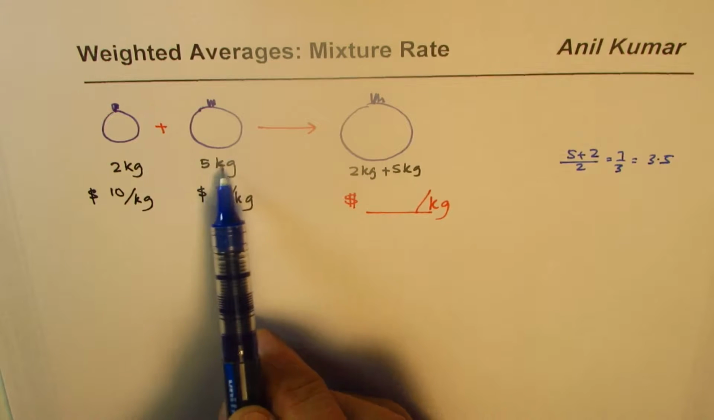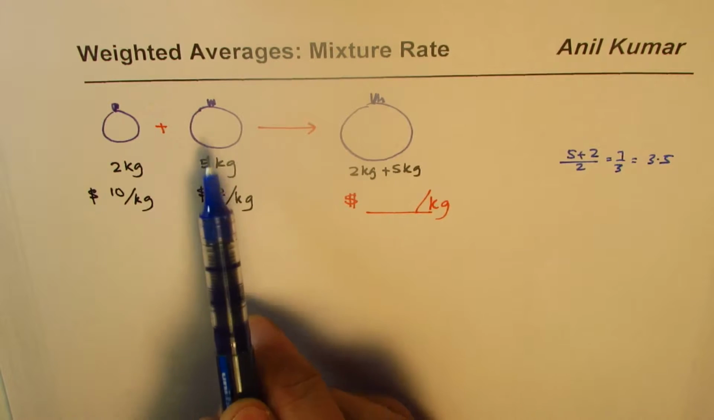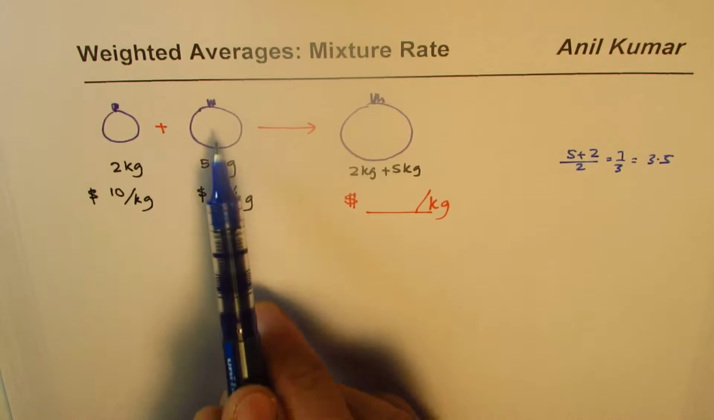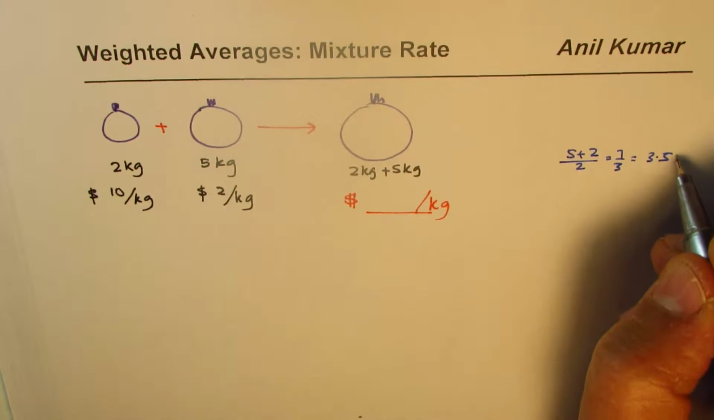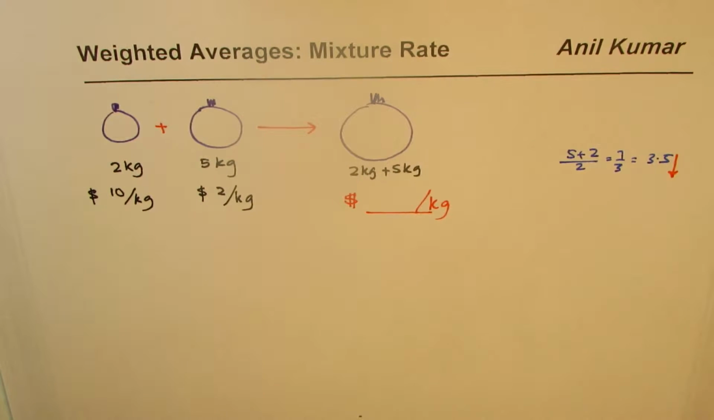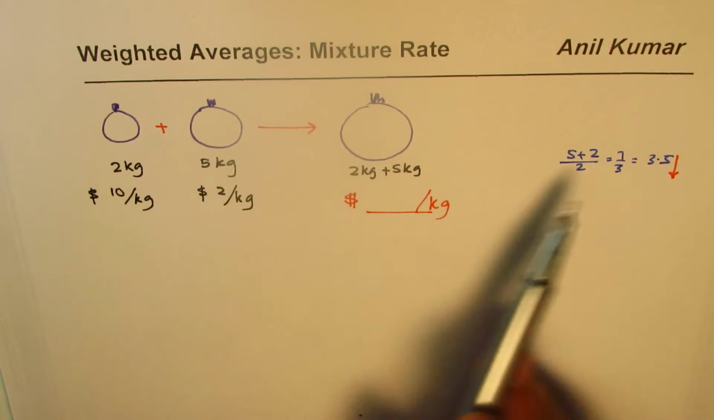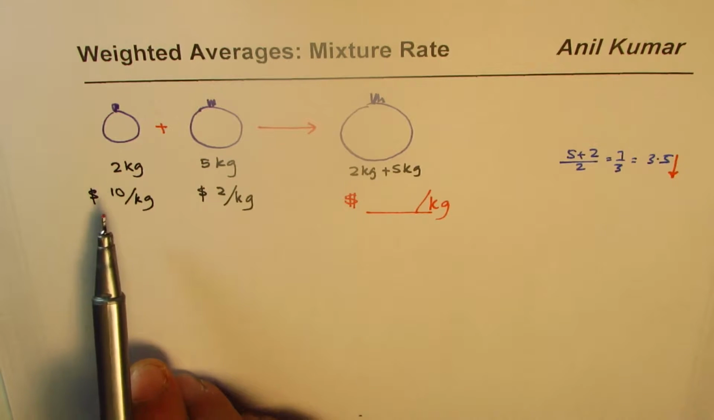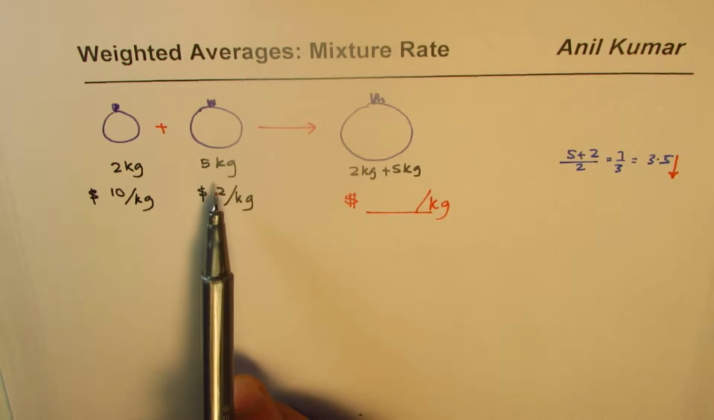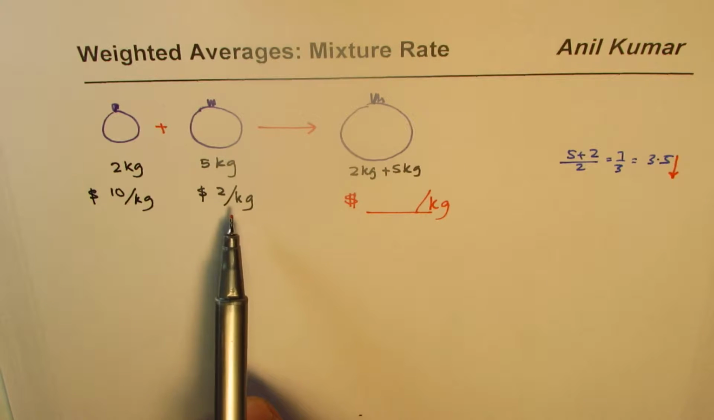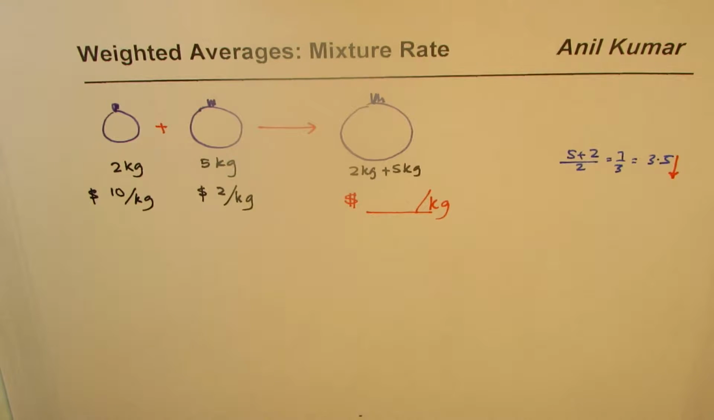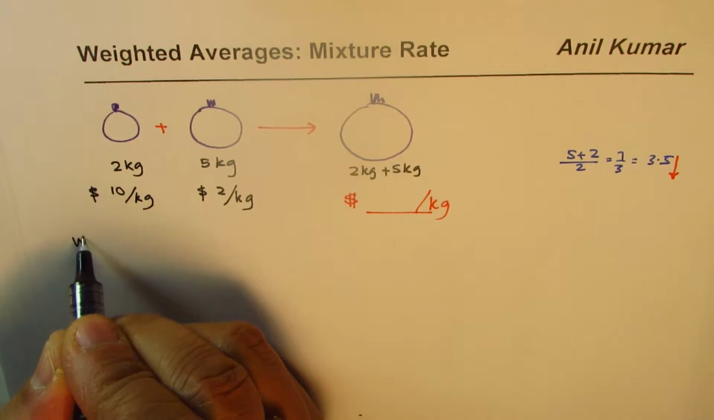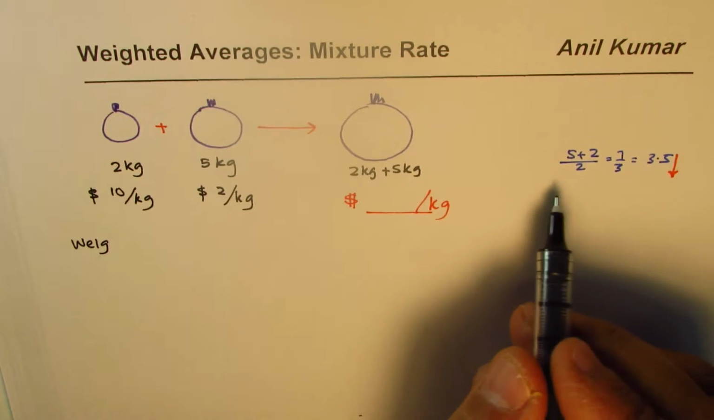You will observe that the quantity which is cheaper is more. Therefore, the rate will be closer to this one. So what do we expect here? We expect a rate which should be lower than 3.5. If you use the same weights, then that is going to be your answer. But if the weights are different, then the average shifts towards the one which has more weight, and that gives you the name weighted averages, correct? So let's find the weighted average. We'll call this term weighted average, since it is not a normal mean.